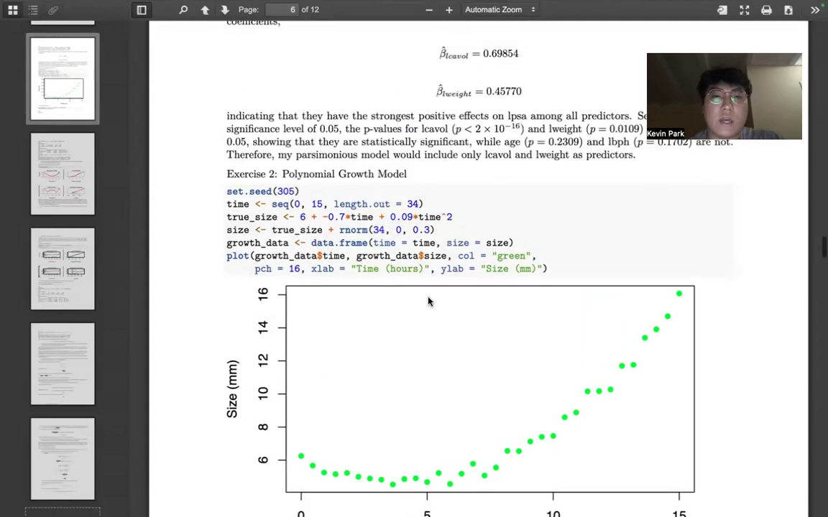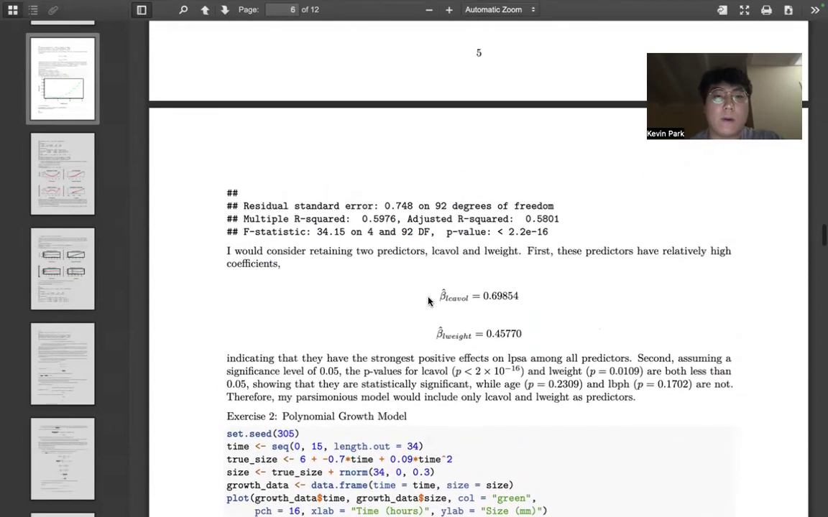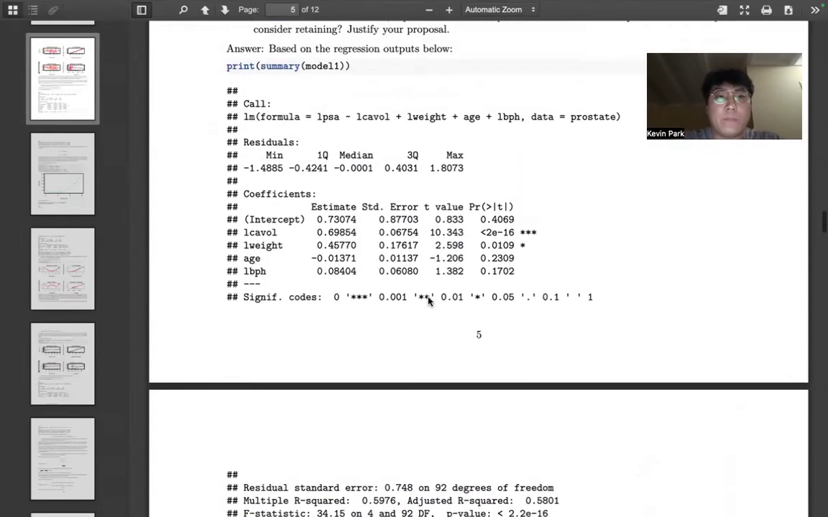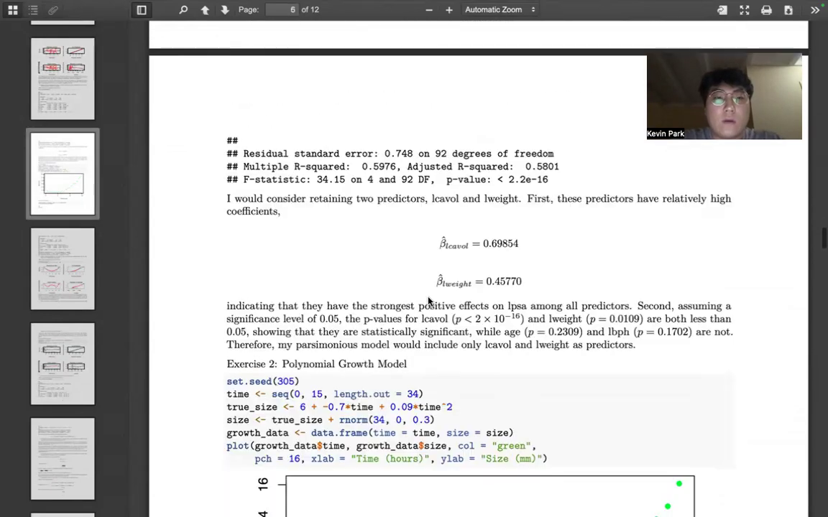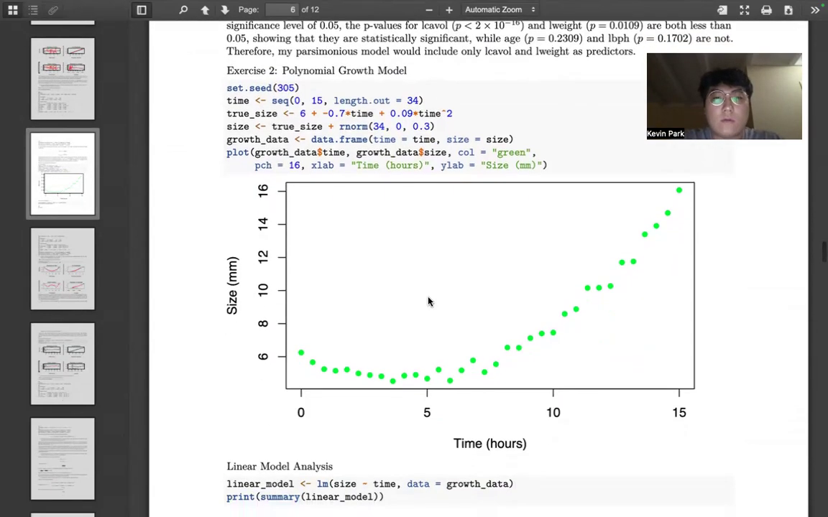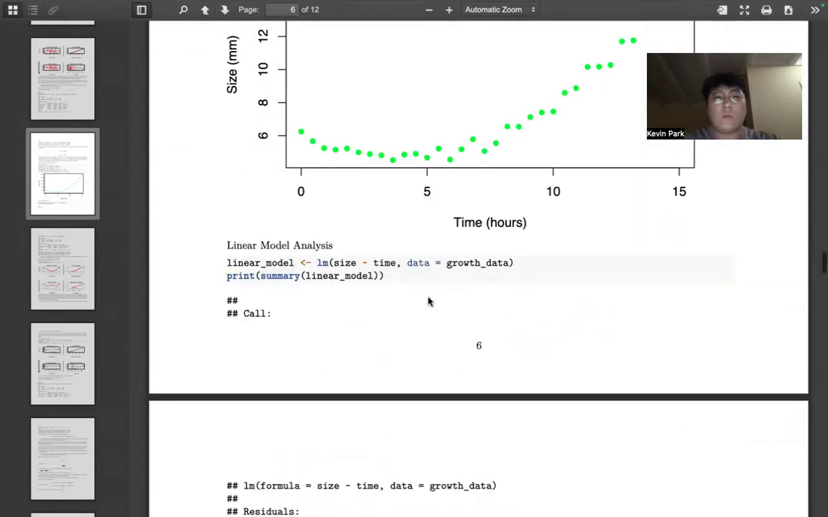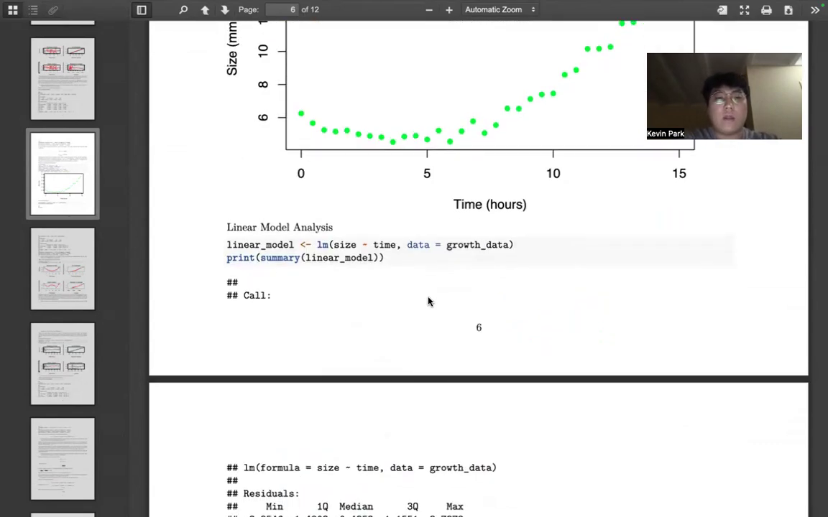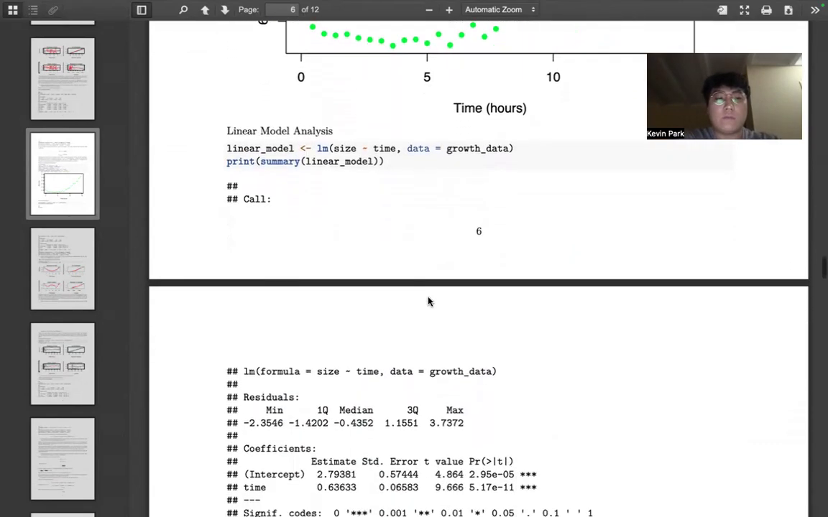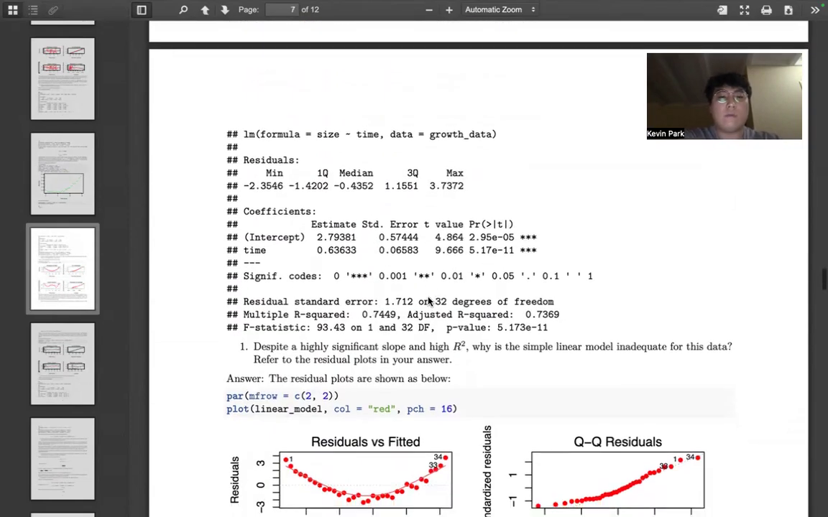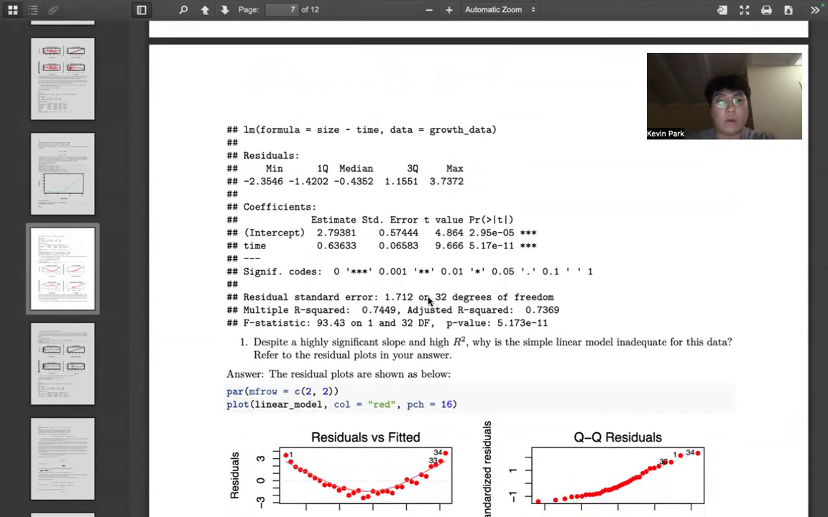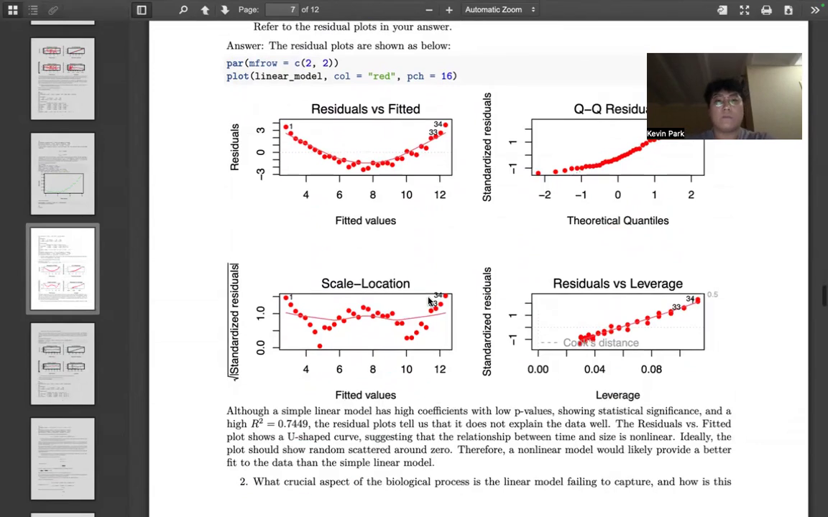The second exercise is about the population growth of bacteria. We first try to apply a linear model to this, but the linear model does not explain it very well, as you can see from this residuals versus fitted plot. It's not randomly scattered, so it is not linear.